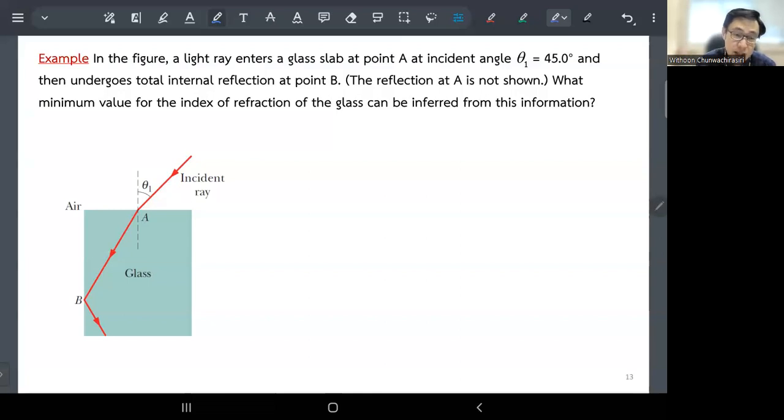Just taking Snell's law. Try it. In the figure, the light ray enters a glass slab at point A, so it comes from the top, with the incident angle theta 1 given to be 45 degrees, and it undergoes total internal reflection at B. So even though the figure over here gives you the reflection, in reality, in general, you cannot hit the light at exactly the critical angle.